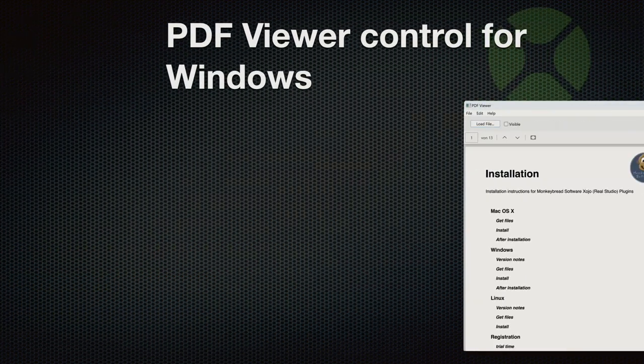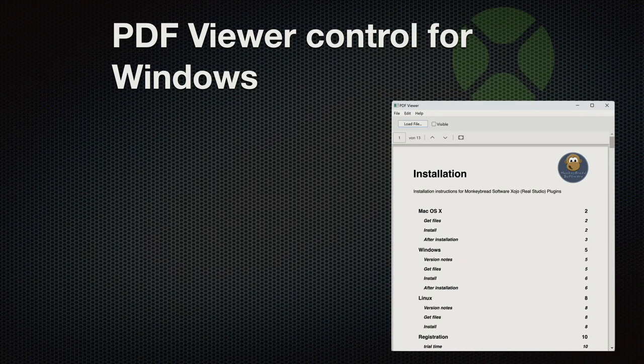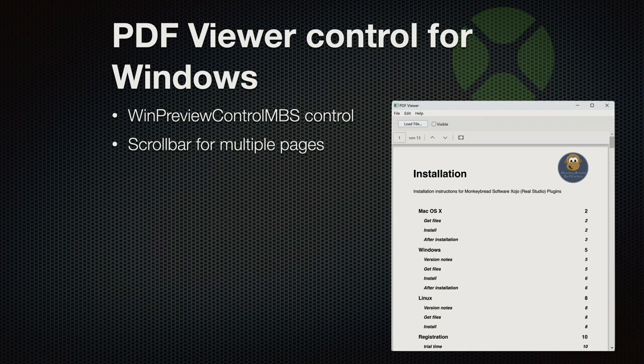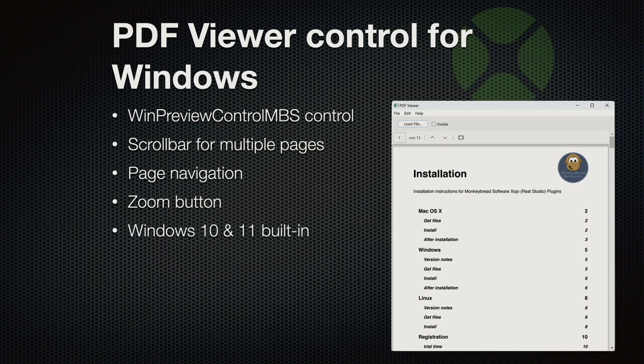Then we got people asking for viewing PDF files on Windows natively. So instead of writing your own viewer using our DynaPDF classes or the Windows PDF classes, you can use the Win preview control on Windows, which uses the PDF engine included with Windows 10 or 11. So you can show the PDF, you can scroll through the pages, you can navigate there with buttons to go to the next page or last page. You can switch the view mode with a zoom button. And it's built into Windows, so you don't need any additional software like Acrobat Reader to view the PDFs. And it doesn't have any controls for someone to download the PDF. So if you want to show a PDF without giving people access to the file, you can do that.